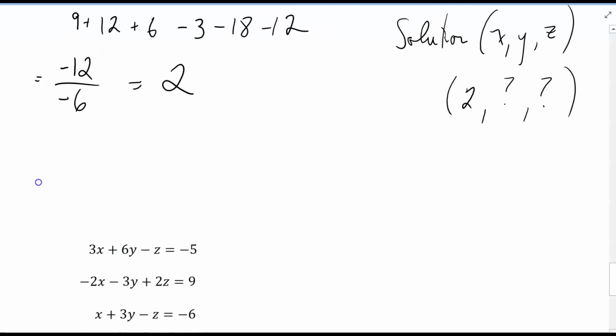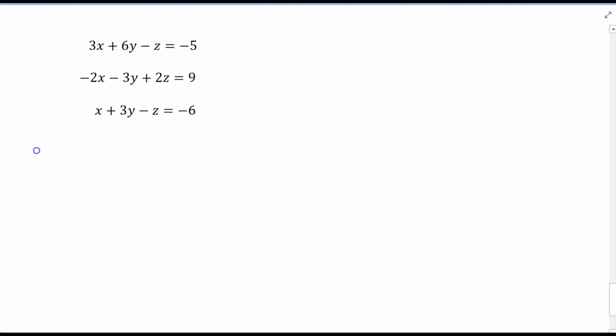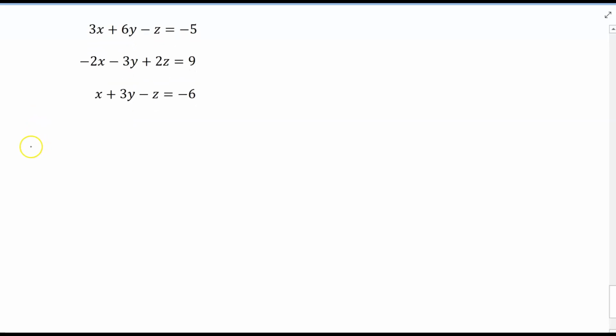Okay, next we need to solve for one of the other variables, y or z. So let's just move on to y, and we'll solve for y. And the equation for y is that we have the second column, the b column here, has changed to the d's. So it will be in this one, minus 5, 9, minus 6. The a's will stay here, 3, minus 2, 1, and the c's will stay here, minus 1, 2, minus 1.